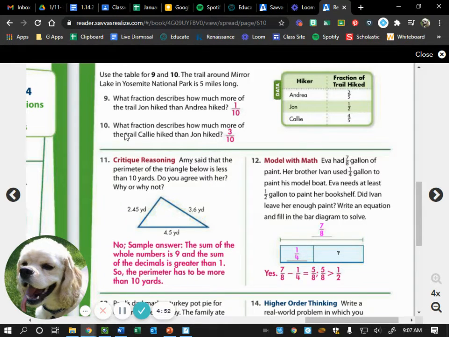Then number 10. What fraction describes how much more of the trail Callie hiked than John hiked? Then we're taking Callie, 4/5, minus John, 1/2. So again, convert it, or find the least common denominator, which is 10. So 4/5 would become 8/10, and 1/2 would become 5/10. So 8/10 minus 5/10 would get you 3/10. And again, my book's missing the unit. So 3/10 of the trail, 3/10 of the trail hiked, anything like that.